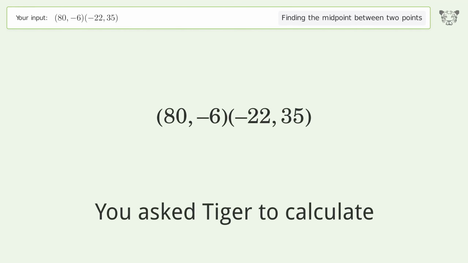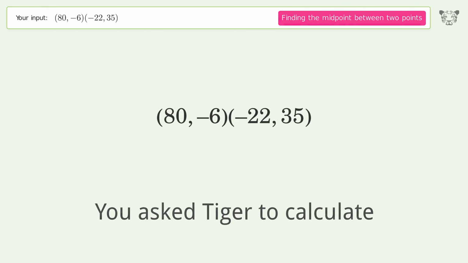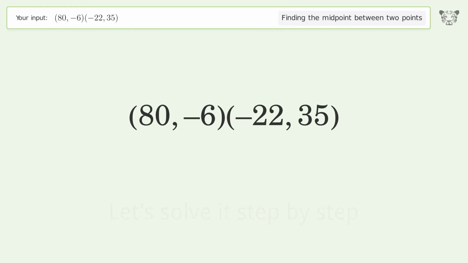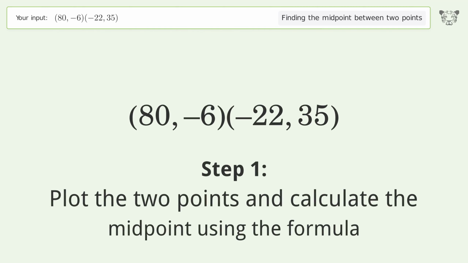You ask Tiger to calculate. This deals with finding the midpoint between 2 points. The midpoint between the 2 points is 29, 14.5. Let's solve it step by step. Plot the 2 points and calculate the midpoint using the formula.